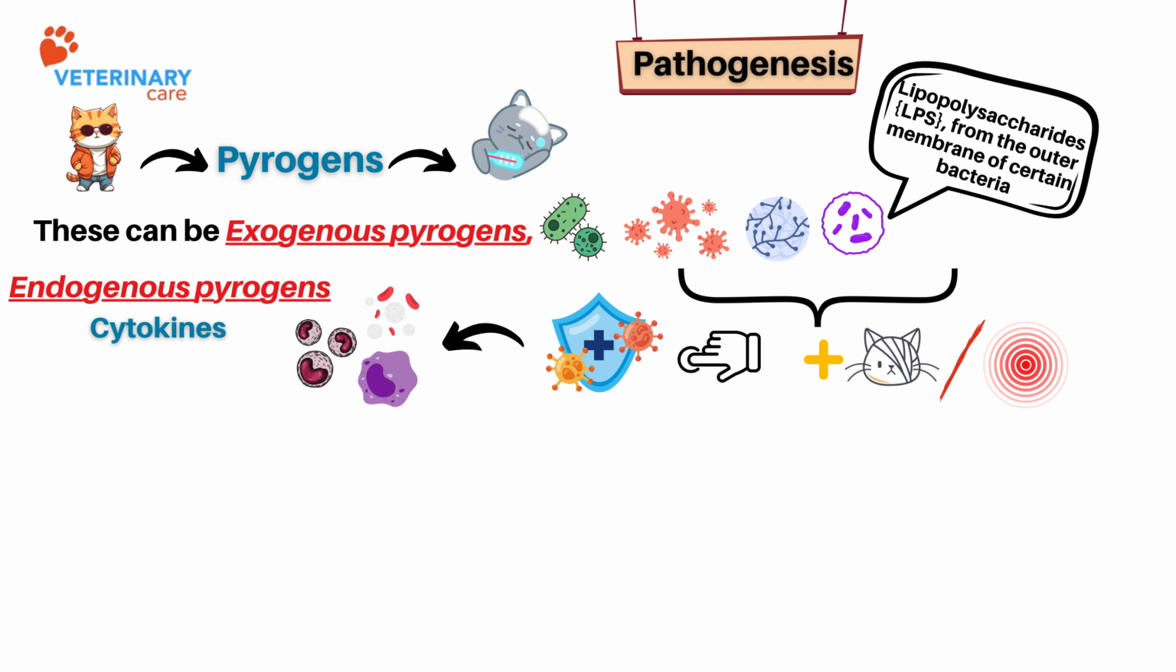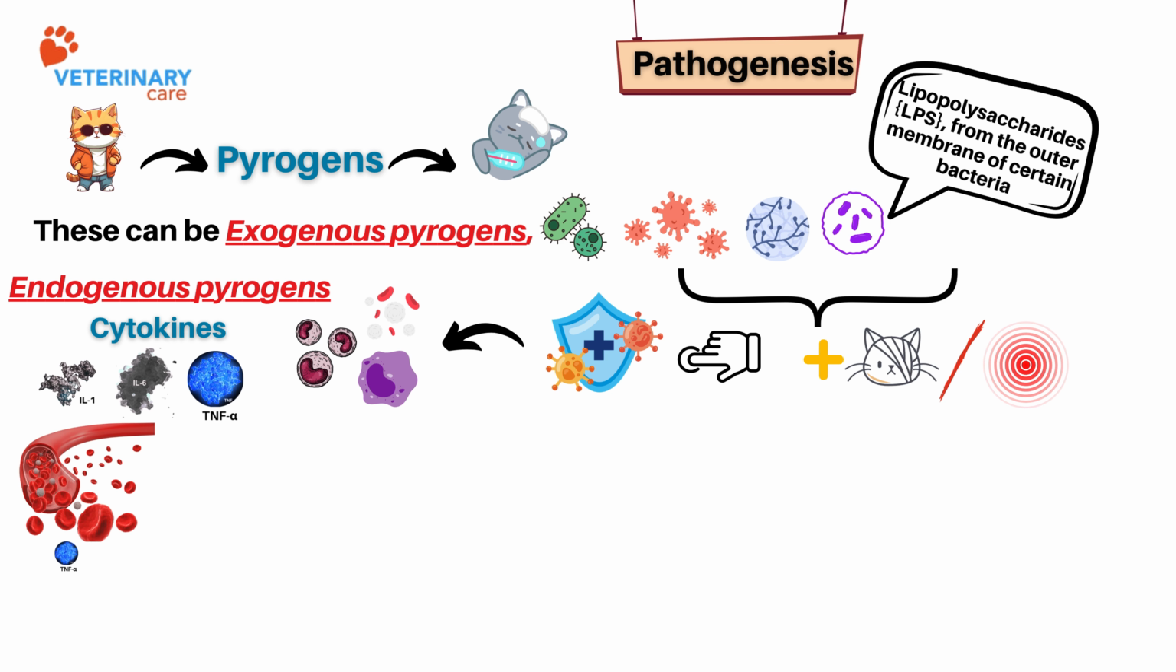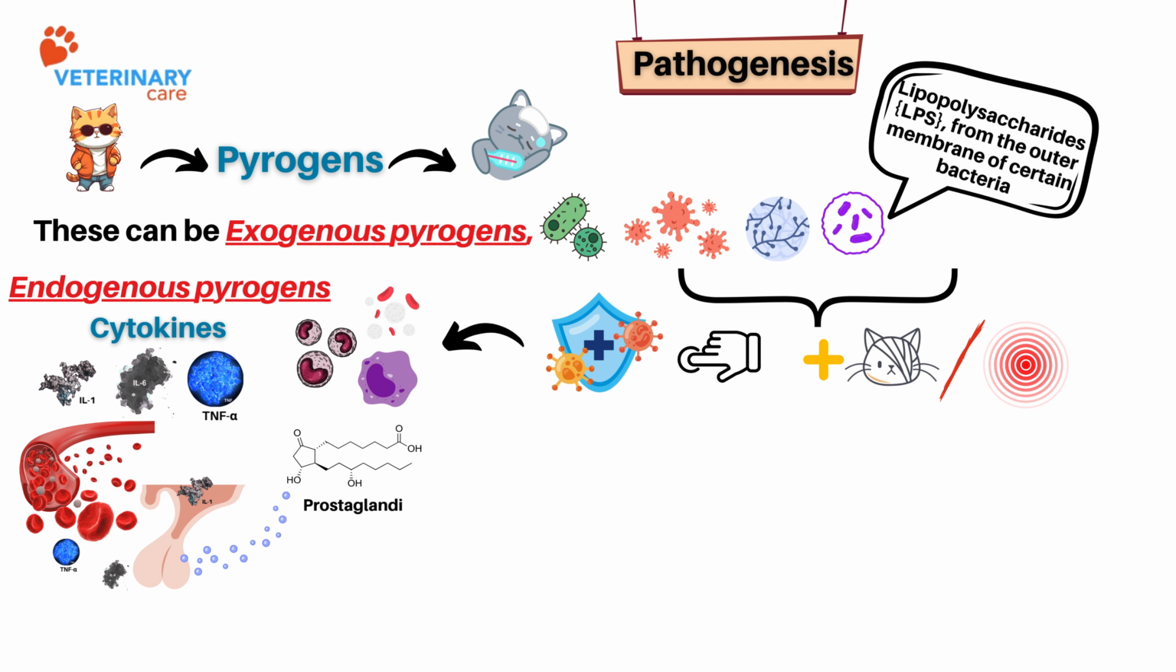The most important cytokines involved in fever are interleukin-1, interleukin-6, and tumor necrosis factor alpha. These cytokines travel through the blood to the hypothalamus. They don't act directly on body temperature but stimulate the hypothalamus to produce a special chemical called prostaglandin E2. This prostaglandin is responsible for actually raising the body's temperature set point.